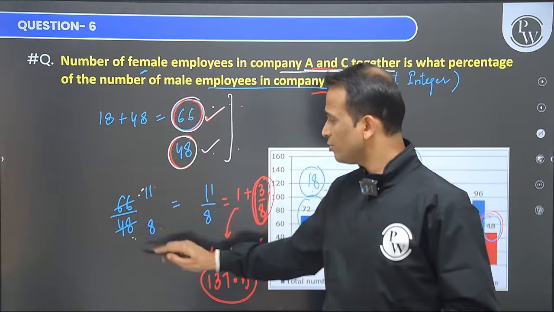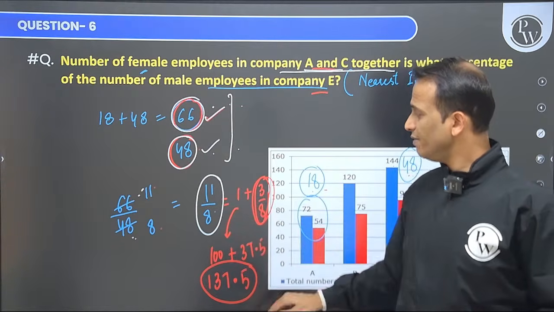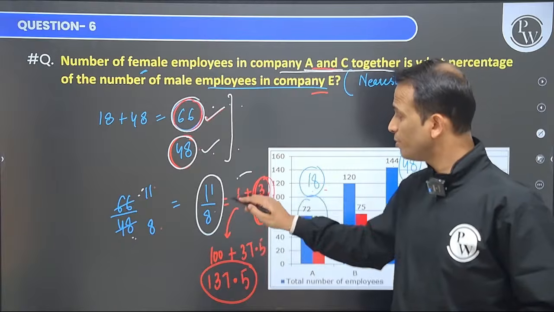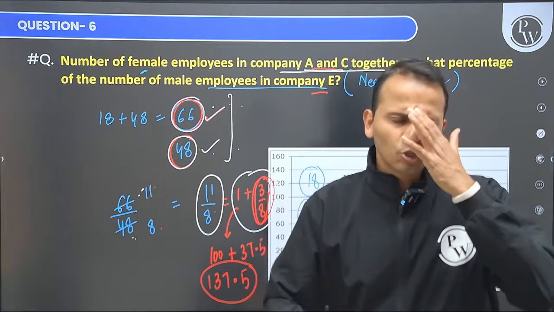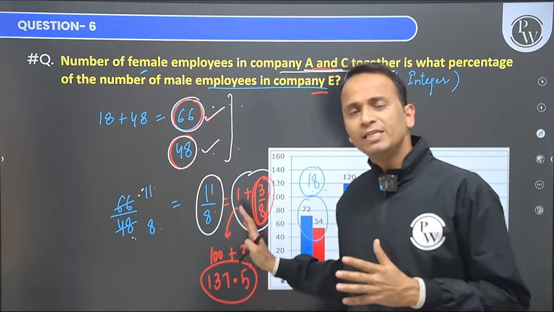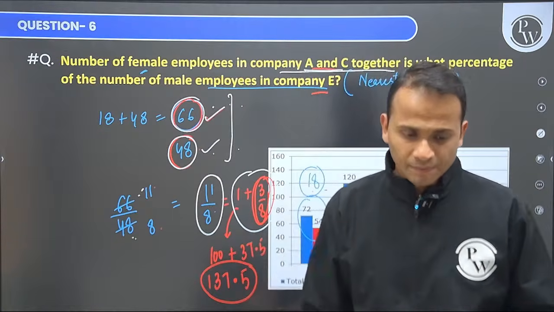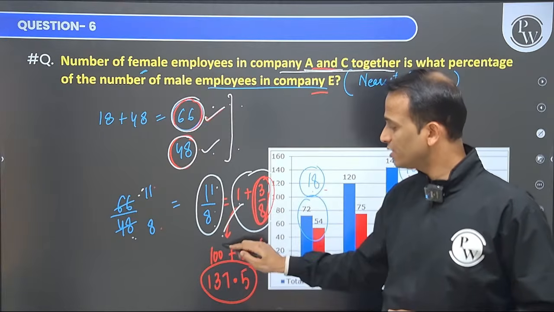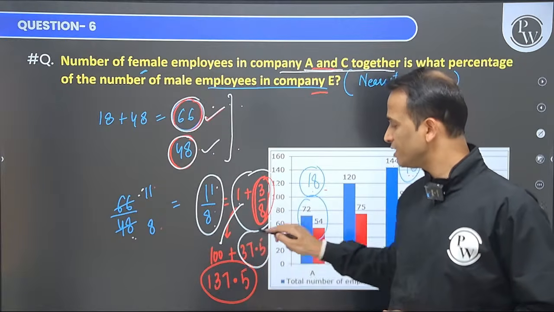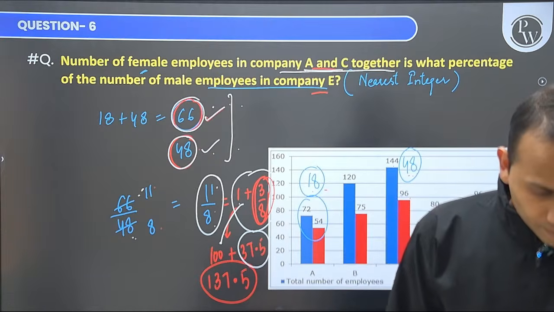So 66 upon 48 comes out to be 11 upon 8. Now Neeru, if you are confused about this calculation, you were late in joining today's class, so I have explained these kinds of things at the beginning of the class, in the first and second questions. So 11 by 8 can be written as 1 plus 3 by 8. 1 is 100 percent, and 3 by 8 in terms of percentage is 37.5.